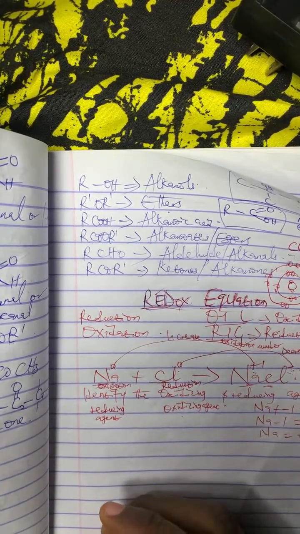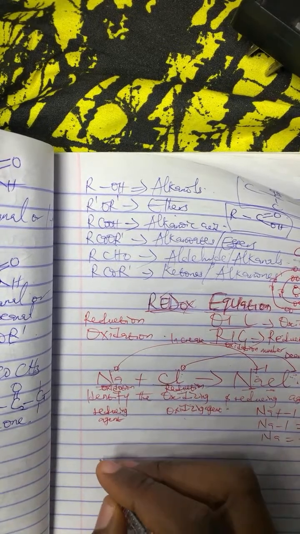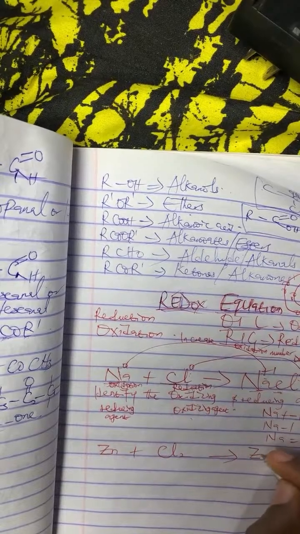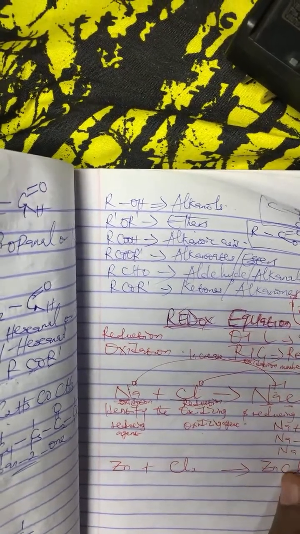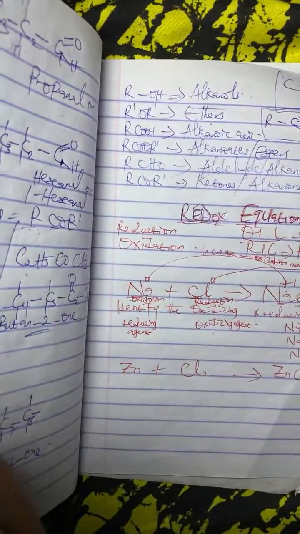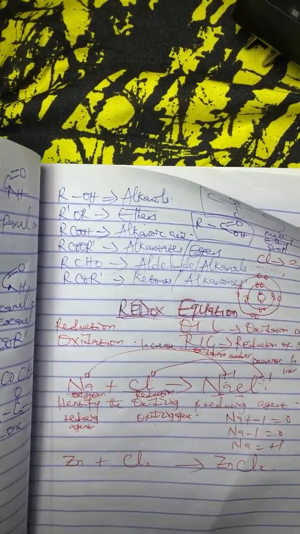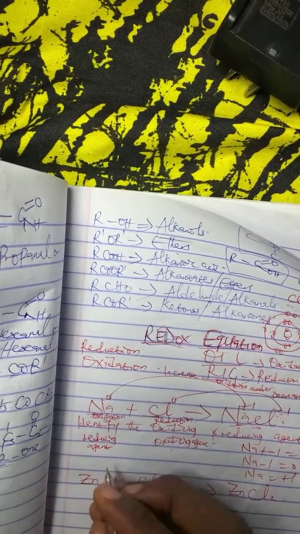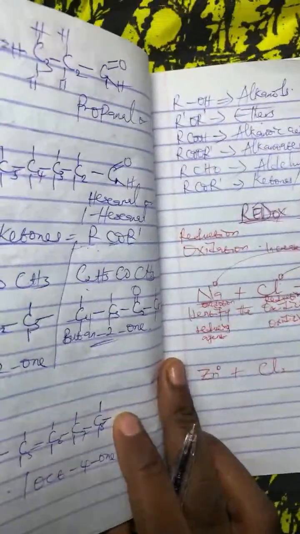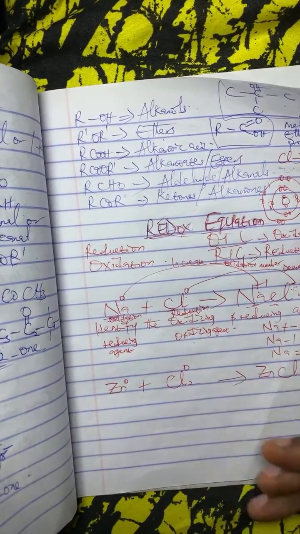Let's do this again. Say for instance, let's say we have Zn plus Cl2 to give ZnCl2. The first thing you have to understand is that when we are talking about elements, their oxidation number is usually 0. So in this scenario, the oxidation number of my zinc is 0, because it is an element on its own, not bonded to any other compound or element. The oxidation number of chlorine is also 0.